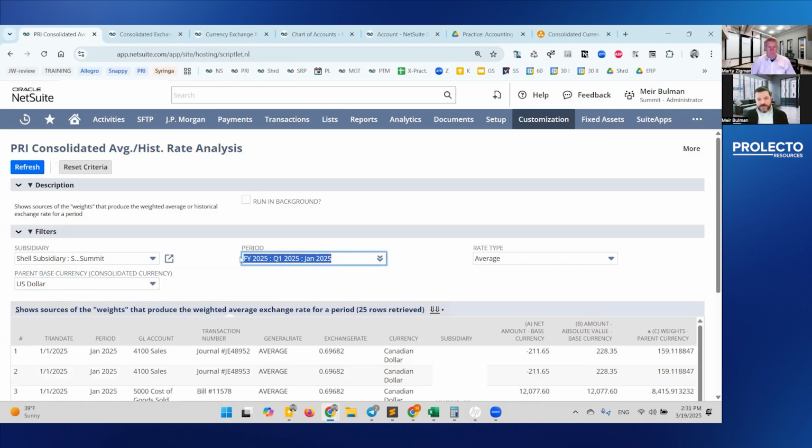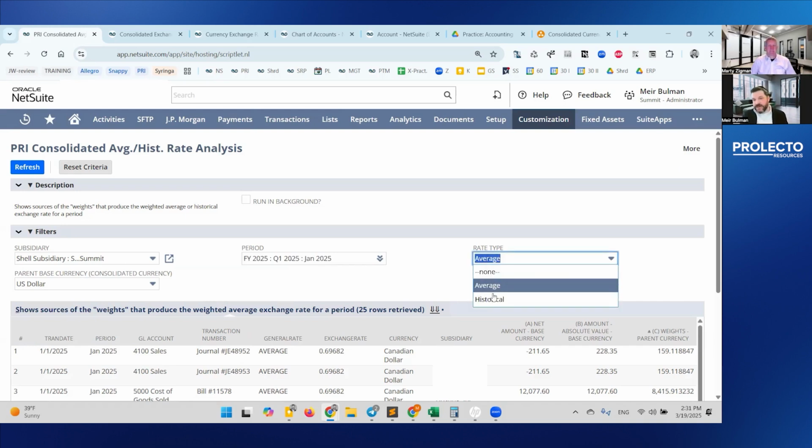Again, it's one specific period, because the whole way that NetSuite uses the average rate is one period at a time, always. It's just the delta of that period. So I need to look at one period at a time to get the number that will make sense. And then I select the rate type here. It's either average or historical. I'll talk about historical in a minute. Very similar calculation. And then I run the report.